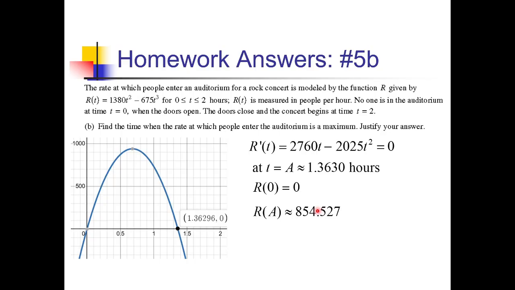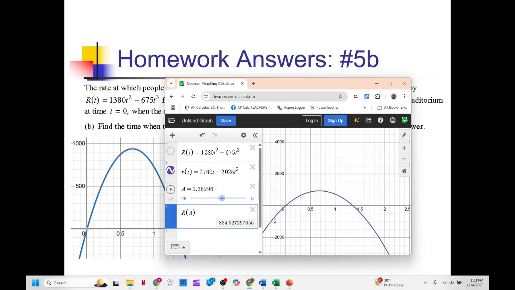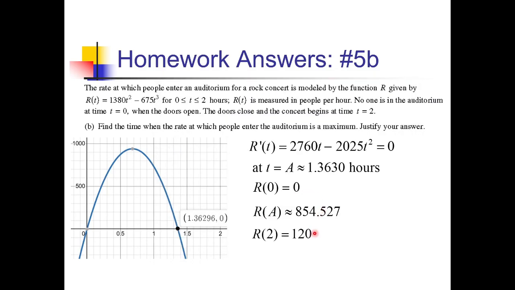So that's the winner right now. Let's try R of 2. R of 2 comes out to 120. So we can see, comparing these, that the maximum value happens at time A hours.